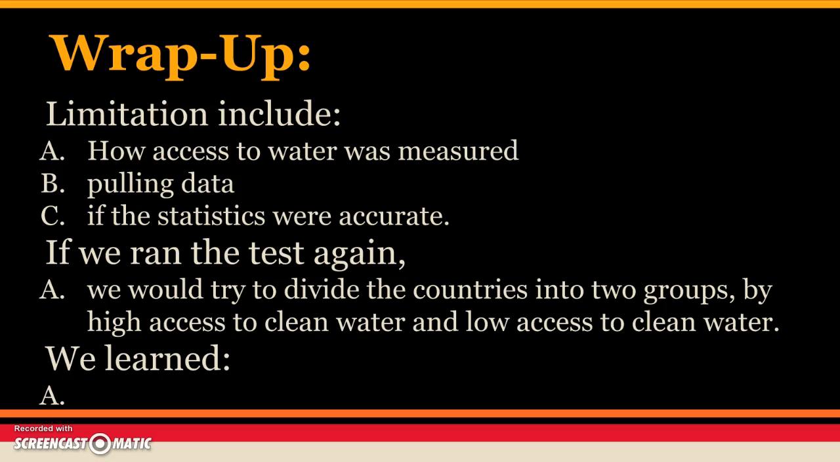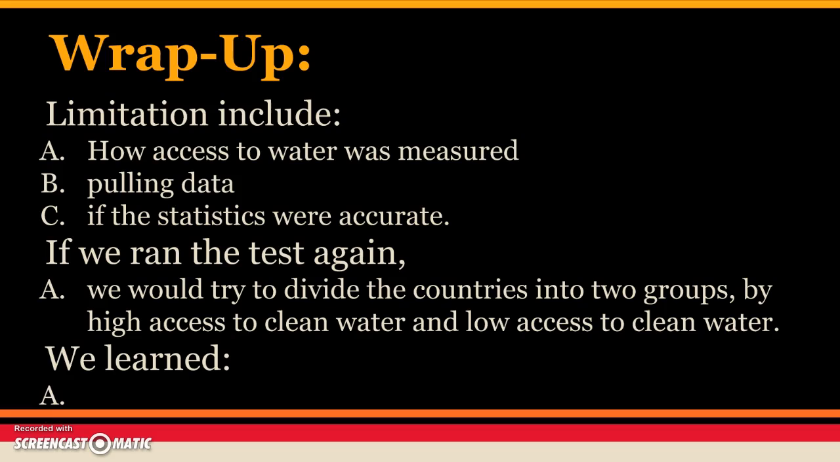Access to water was measured. They weren't able to get data from every country, so we don't know how accurate the data is. And again, it might be biased. Maybe researchers were only able to access certain countries, and countries may have changed their values to try and show that more people could get water.